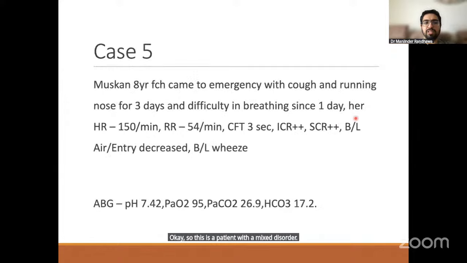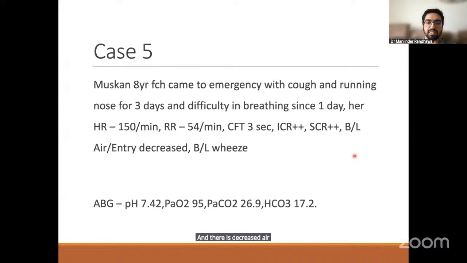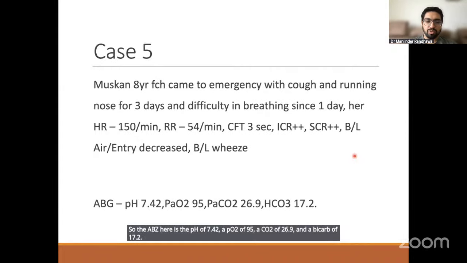So this next patient is an 8-year-old girl child who's come to your emergency with cough and running nose for the last 3 days and difficulty in breathing for 1 day. She has tachycardia, tachypnea, CFT is more or less normal. There are retractions, both intercostal and subcostal, and there is decreased air entry bilaterally, and there is wheeze. So the ABG here is a pH of 7.42, a PO2 of 95, a CO2 of 26.9, and a bicarb of 17.2. So what do you think is happening here?